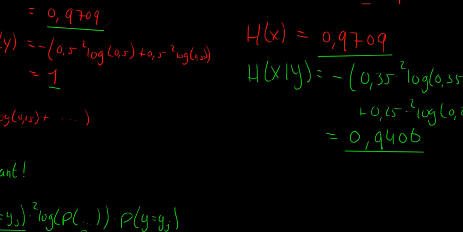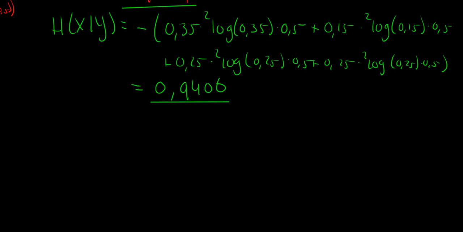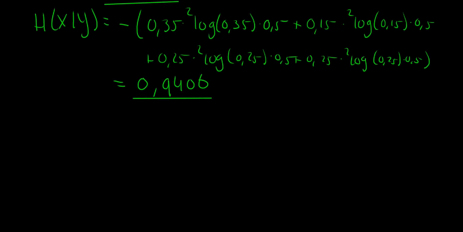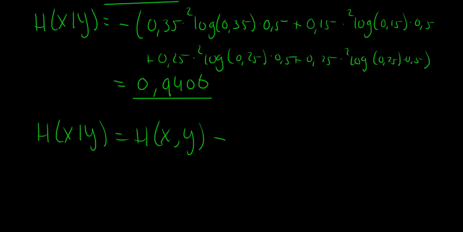Now, the entropy has a nice touch to it because we can do some rewriting with formulas. The entropy of X given Y is the same as the joint entropy of X and Y minus the entropy of Y, which is good.